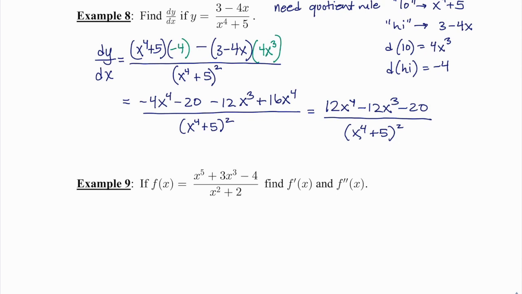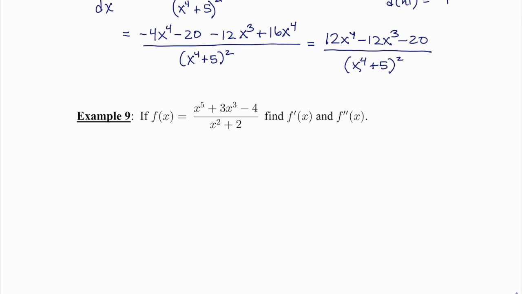All right, example 9. Again, we have a quotient of two functions, and we're asked to find not just the first derivative, but also the second derivative. So let's go for it. So we'd say we need the quotient rule. So we're doing low times the derivative of the high, low d high, minus high d low, divided by low squared.